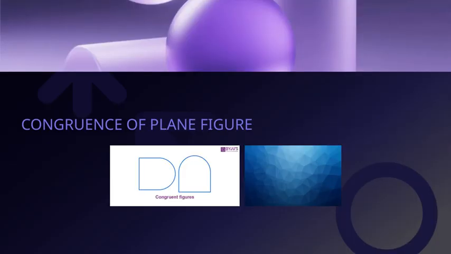Let's now talk about the congruence of plane figures. This concept is fundamental in geometry because it helps us understand when two figures are essentially the same shape and size. When we say two figures are congruent, it means they can be superimposed on each other exactly, after some combination of rotations, reflections, or translations. This is important because it allows us to compare different figures without worrying about their position or orientation.